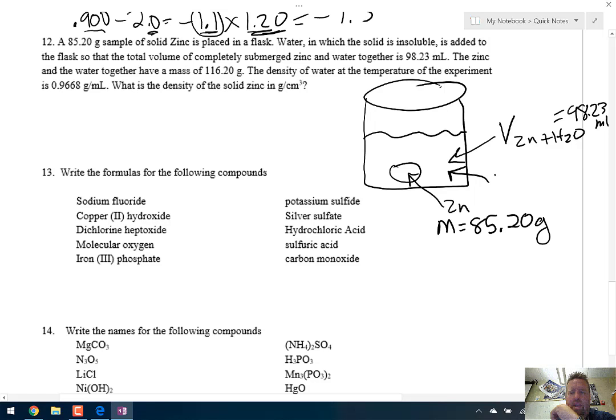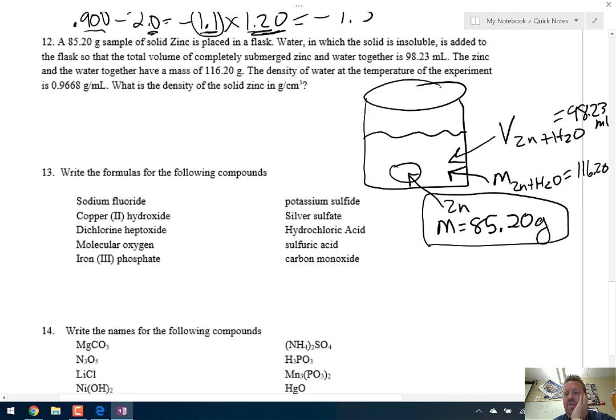And then again, the mass tells us the zinc and the water together have a mass. So the mass of the zinc plus the water equals 116.20. Now, I don't know if this is going to help me or not, but as soon as I wrote that down, I thought to myself, wait a minute, they're telling us the mass of the zinc. They've already told us that.